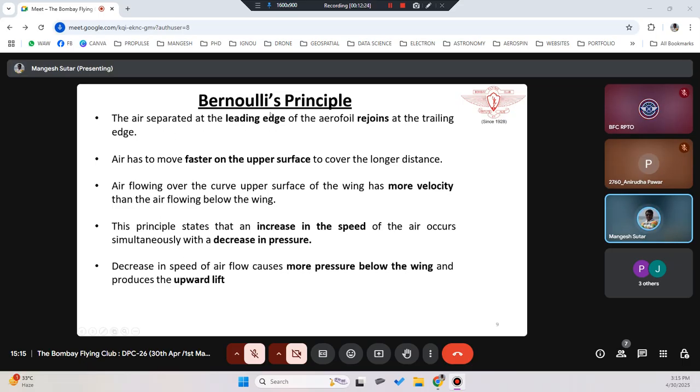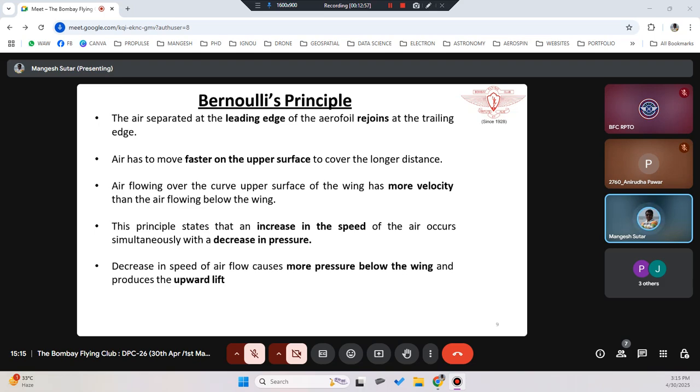The air is separated at the leading edge and joins back at the trailing edge. So it starts from the leading edge, where some air molecules will travel from the upper side and some air molecules will be traveling from the below surface. Now when the air molecules are moving on the upper surface, they have to cover a larger distance. That means the time it has to take is the same. So the upper air will fly with more velocity. When more velocity, less pressure.